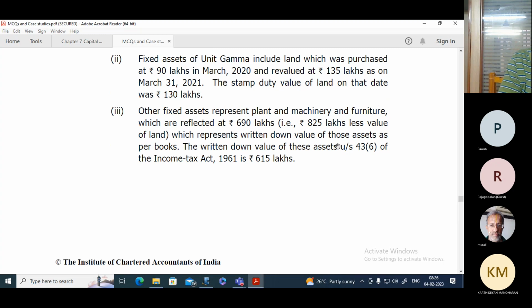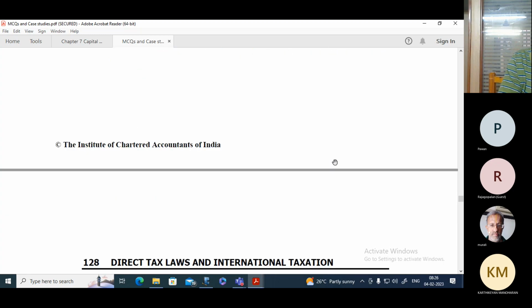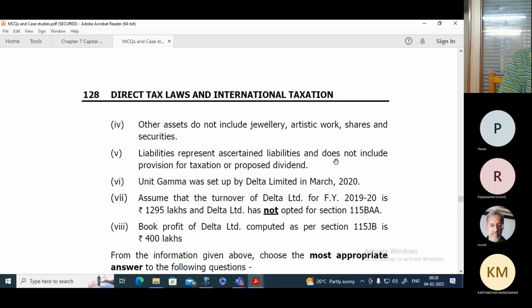Other fixed assets represent plant and machinery and furniture, which are reflected at 160 lakhs, 825 lakhs minus the value of land, which represents the WDV of those assets as per books. WDV as per section 43(6) being 6.5 lakhs. Other assets do not include jewelry, artistic work, shares and securities. Liabilities represent ascertained liabilities, and do not include provision for taxation or proposed dividend. Unit gamma was set up in March 2020. So therefore, it is going to be short term.